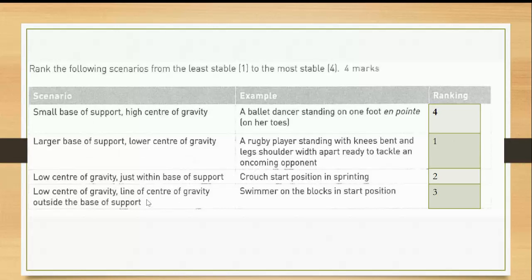And then 2 and 3, we have a crouching start position in sprinting and a swimmer on the blocks in starting position. I think it's quite a close line, but they both have a low center of gravity. Just within the base of support is the line of gravity in this one. The line of gravity is outside of the base of support in this one. So because the line of gravity is outside, that means they are less stable than someone that has got the base of support, the line of gravity just within.